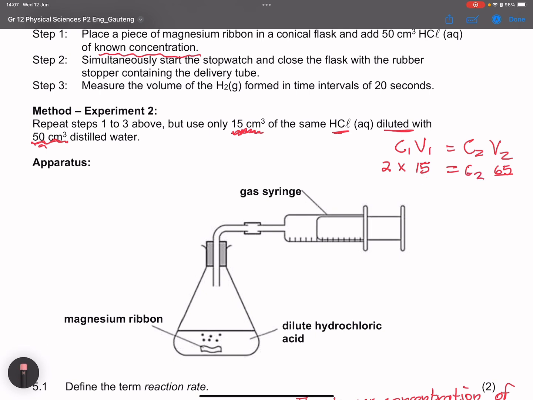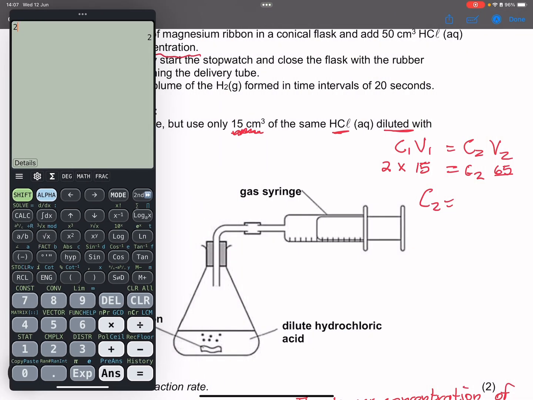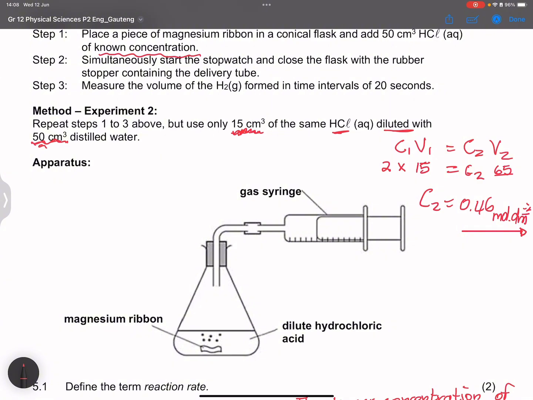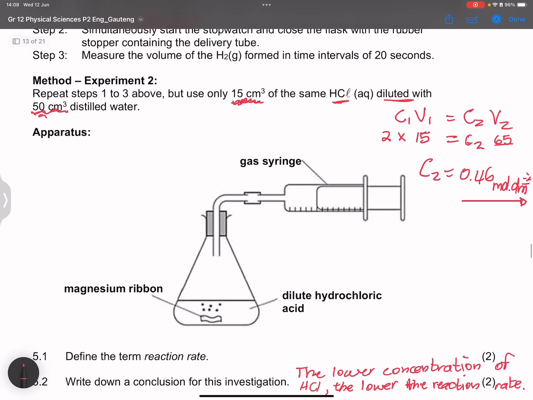All right, so which means our new concentration now will be 2 times 15, that's 30, divided by the 65. And so our concentration will be 0.46 moles per cubic decimeter. Okay, so that's how we'll get the new concentration of the hydrochloric acid solution. Please just note that. Apologies that I'd forgotten that. All right, so let's move on to the next question.